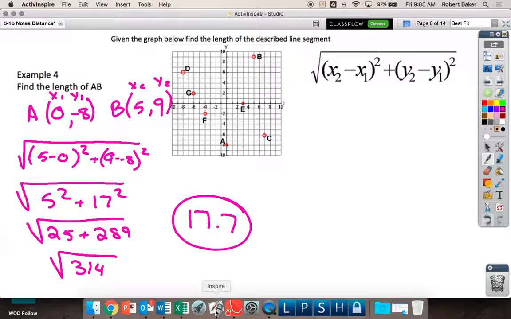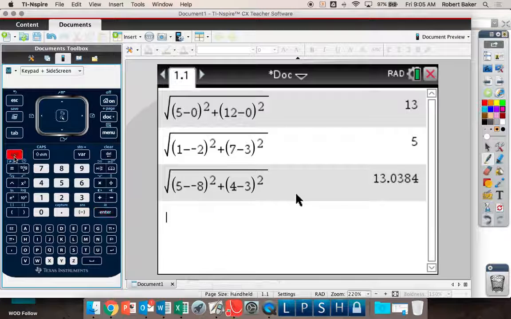I'm going to skip a few steps here. I'm just going to do the square root of 5 squared plus 17 squared because I don't remember all the numbers. And you get 17.72. Is that closer to 17.7 or 17.8? Closer to 17.7. So that's the number we're going to use. Nearest tenth, not nearest whole number.